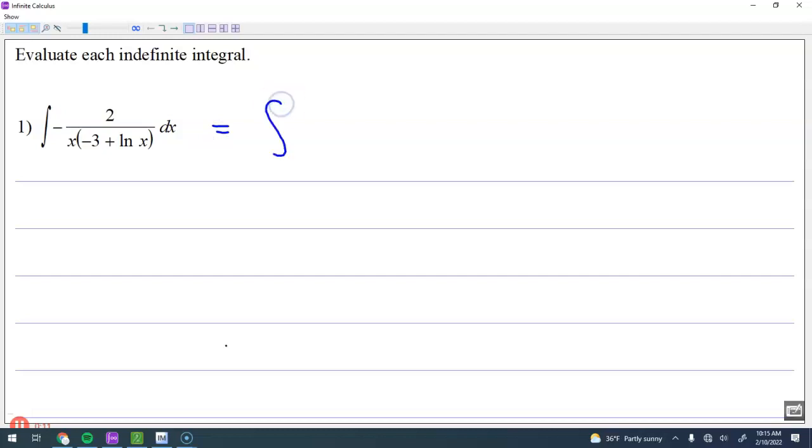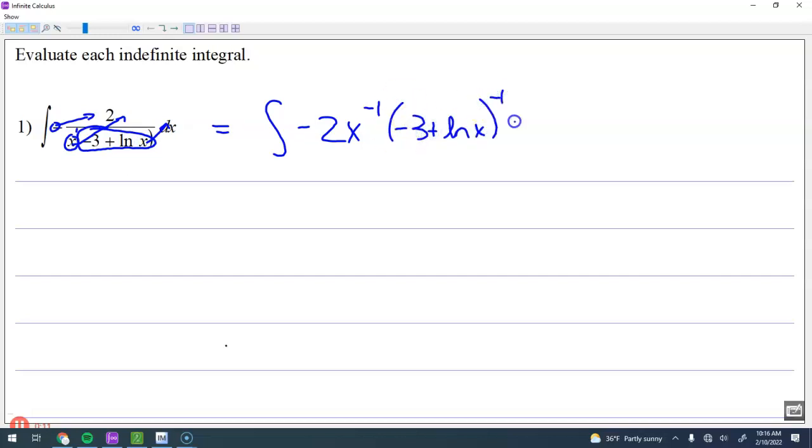First thing I would do is rewrite it because there's not like a quotient rule for integrals. So if you have a fraction, you want to get it so it's not a fraction. So think about what you're doing when you do that. This negative goes with the 2, so that's negative 2. This right here is x to the first, so that's going to go up and become x to the negative first. And then this is also to the first, so that goes up and becomes like that chunk to the negative first.